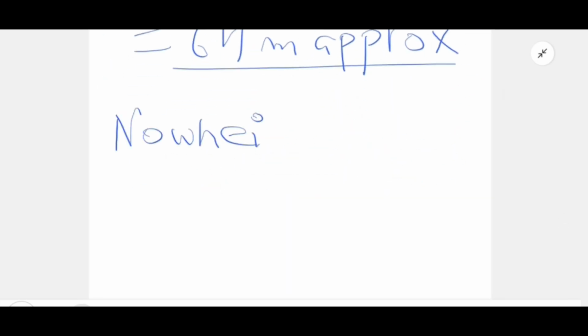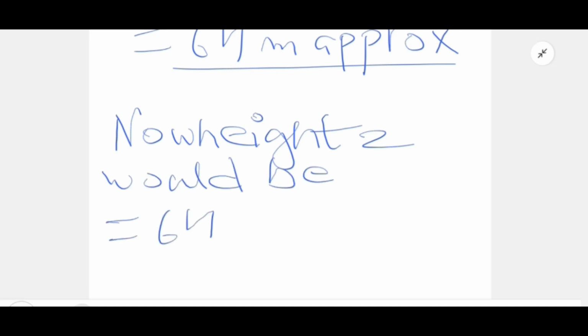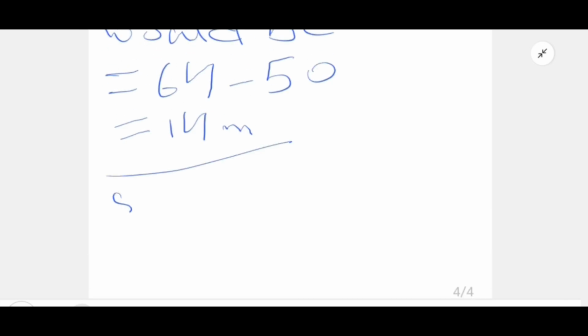So now the second height would be 64 minus 50, which is equal to 14 meters. Sometimes due to different methods, the answer also differs by some decimal points, so it's not a cause for worry.